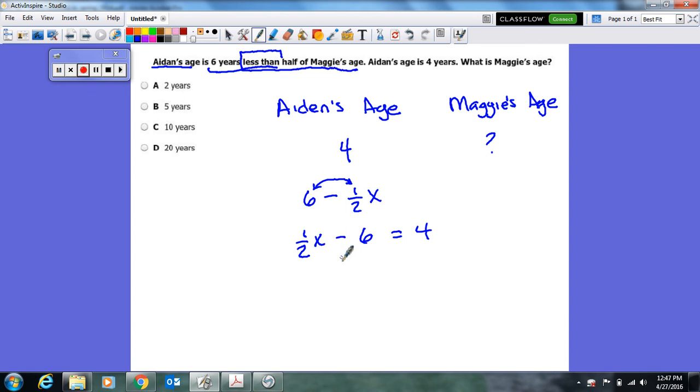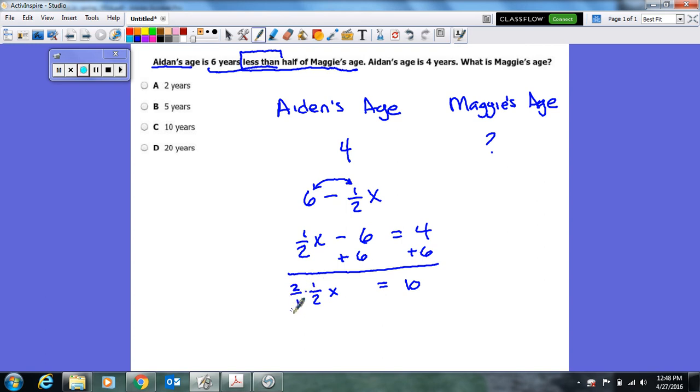We're going to go ahead and add 6 to both sides of the equation. Trying to get X by itself, the first thing we do would be adding 6 to get rid of this minus 6. So that leaves us with 1/2 X on the left-hand side, because the negative 6 and the positive 6 cancel out. And that gives us 10 on the right-hand side. Then, to get the X by itself, we're going to multiply this side by the reciprocal of 1/2, which is 2 over 1.